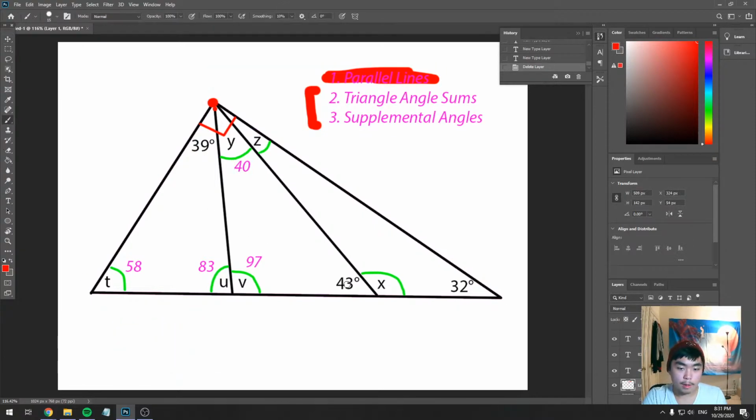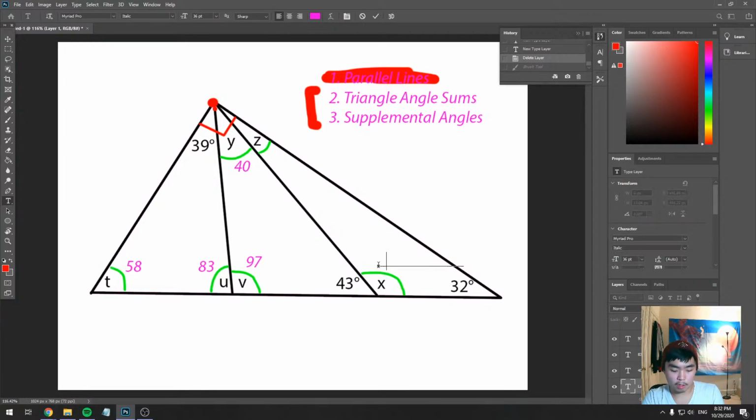Keep it going, right? What about X? Well, X is supplemental to 43. So 180 minus 43 should be 137. So there we go. X is 137.